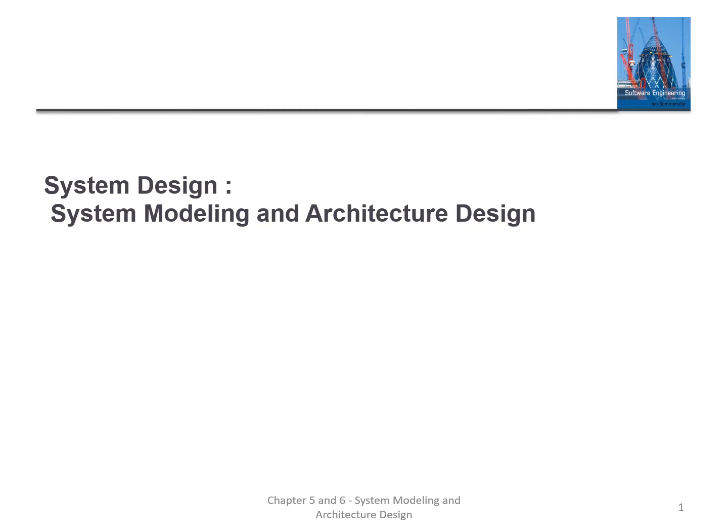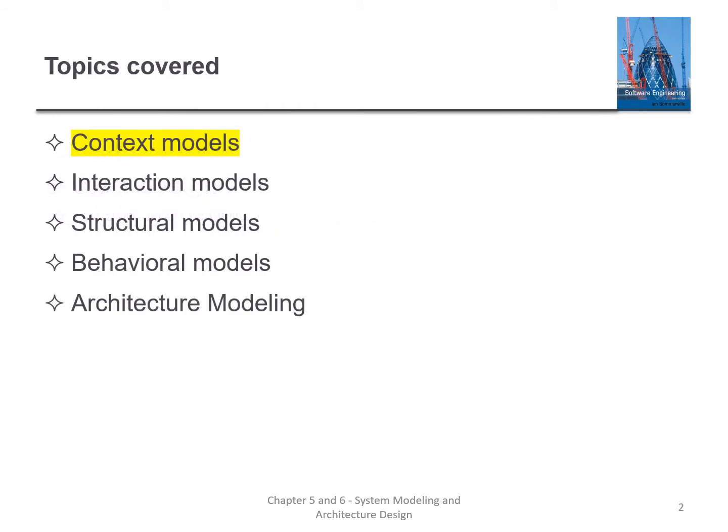Let me continue with the second part of our content. In the previous video we covered requirement engineering, right? Let's now move on to system design. For this system design, the main content covered in this video is system modeling and architecture design. So this is the topic that we covered: context model, interaction model, structural model, behavior model, and architectural modeling.